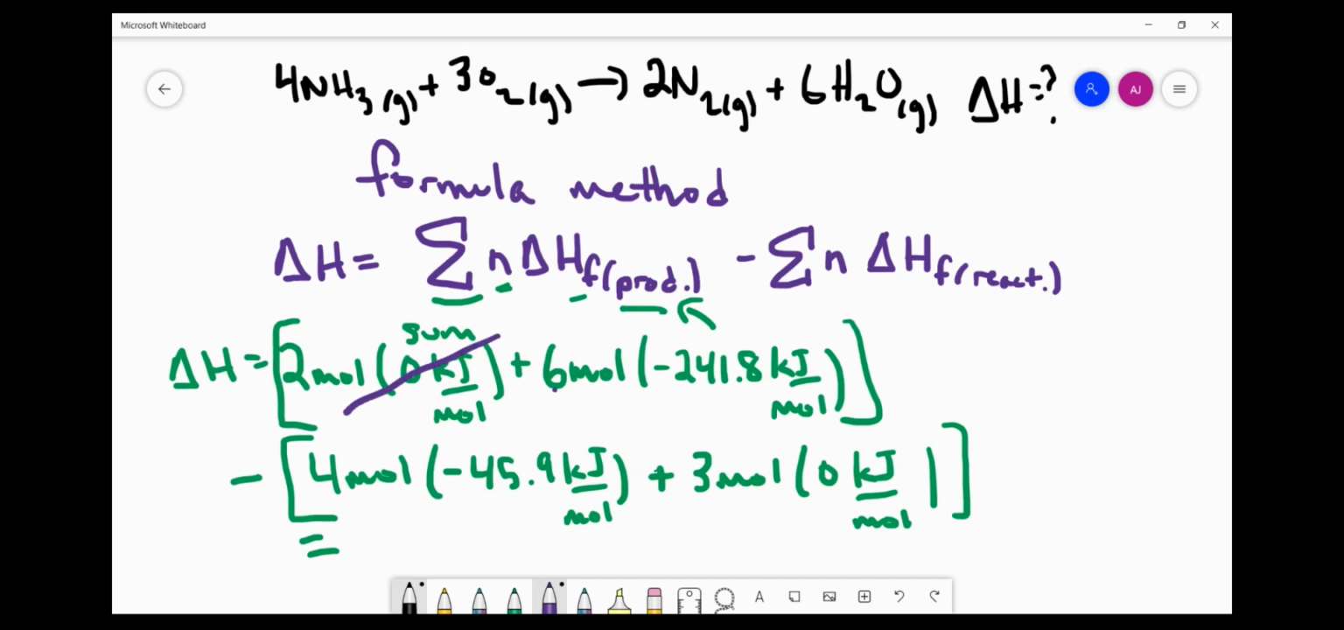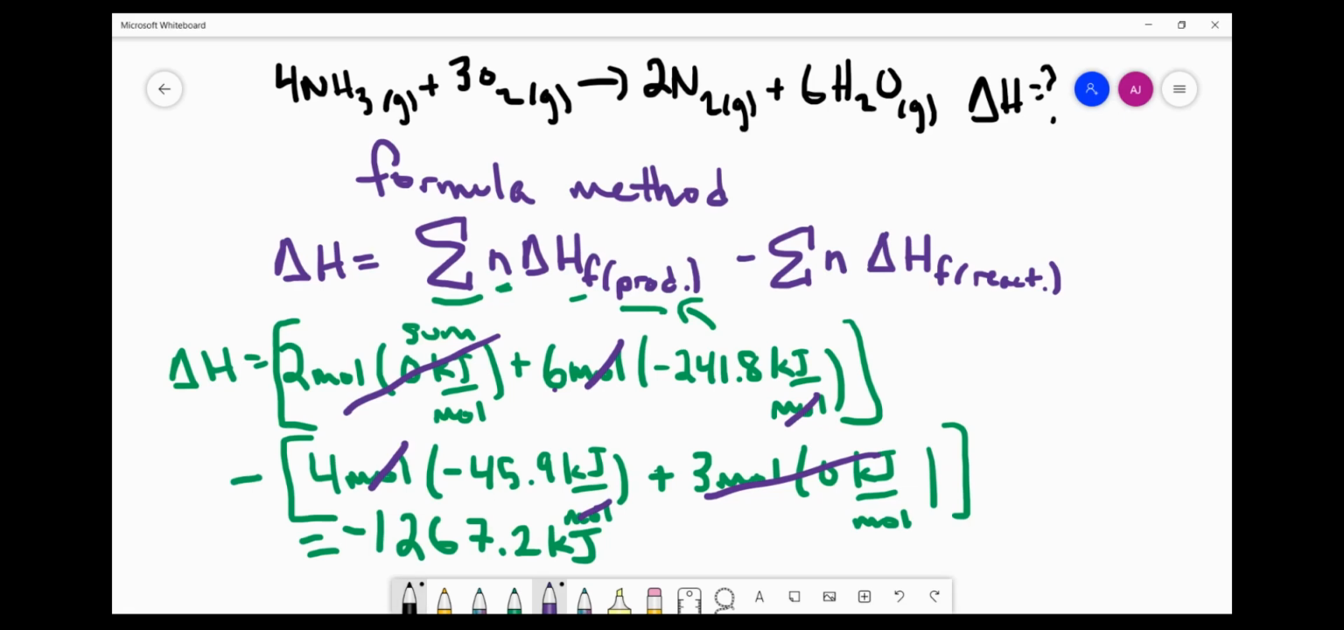So 0, 0, we'll cross those out. And we'll multiply 6 times negative 241.8. And then we will subtract 4 times negative 45.9. What do we get? Negative 1267.2 kilojoules. Just to be more correct mathematically, we'll just show that the mole quantities are canceling. So we're left with the unit in kilojoules.